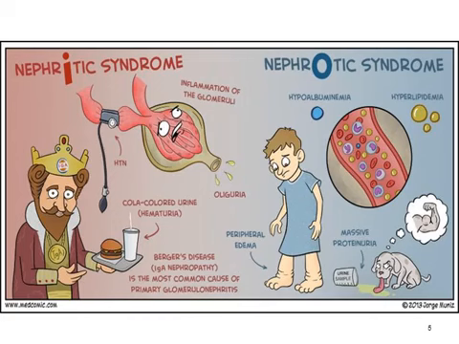This slide compares the two syndromes, nephritic syndrome and nephrotic syndrome. So nephritic syndrome is inflammation of the glomerulus. It can lead to hypertension, hematuria, and oliguria. Berger's disease is an IgA nephropathy and is the most common cause of primary glomerulonephritis. So that's where you get IgA deposited in the basement membrane, like we discussed with post-strep, but it's a different disease in this case. Nephrotic syndrome, on the other hand, is the O.